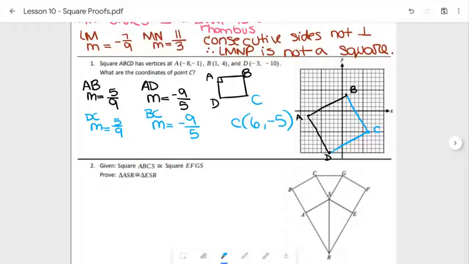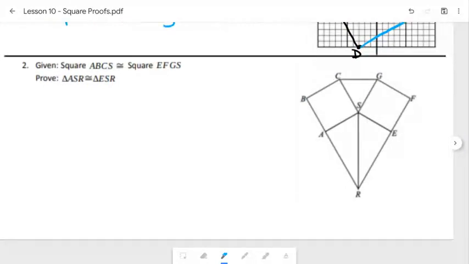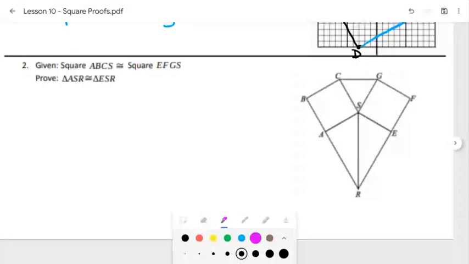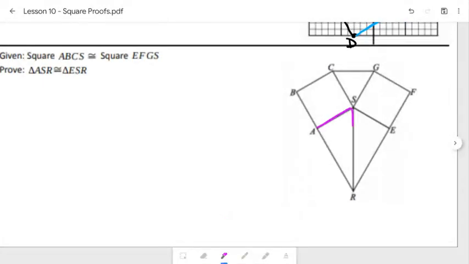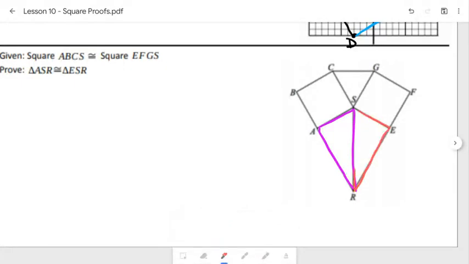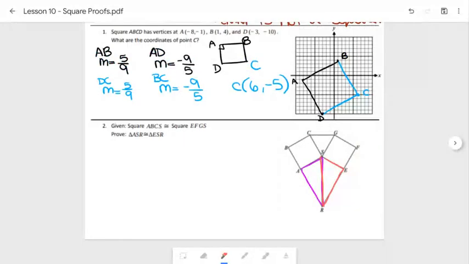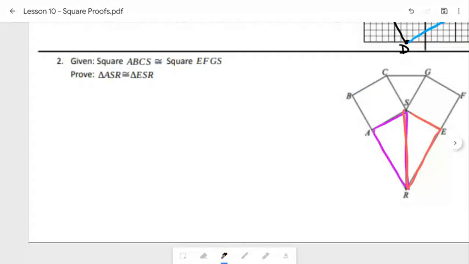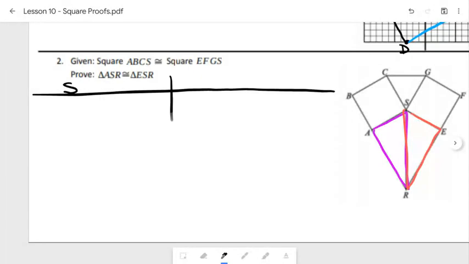Okay. That being said, we're going to see it in actual proof down here in, well, what should be 3. But what we're given is that the square ABCS is congruent to the square EFGS, and we're trying to prove that AS is congruent to this piece here. Okay, so we see the word proof. We have no coordinates. We know it's a Euclidean style with our statement and our reason.